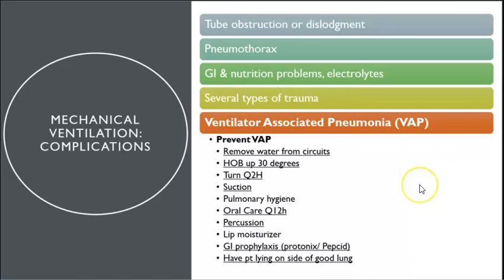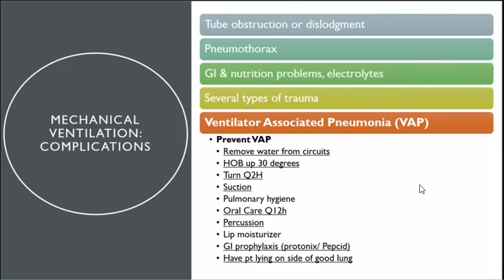Now your complications: tube obstruction or dislodgement, getting a pneumothorax. Remember, we're putting a lot of pressure in that patient's lung. Could collapse. GI nutrition problems or electrolytes. Several types of trauma. And then our big one that we see quite frequently is ventilator-associated pneumonia. There are protocols in place to prevent this. So how do we prevent ventilator-associated pneumonia, or VAP?